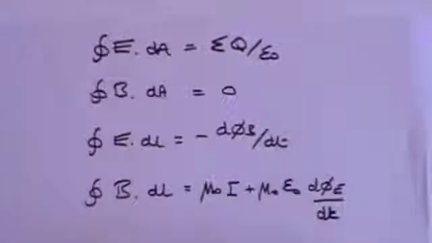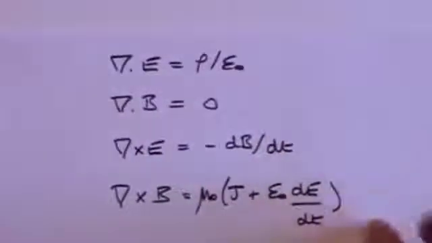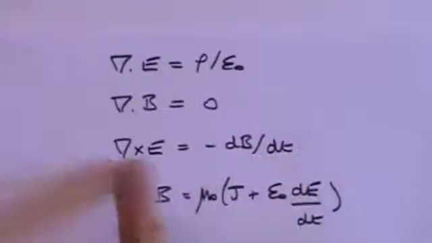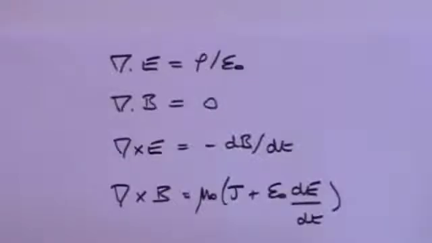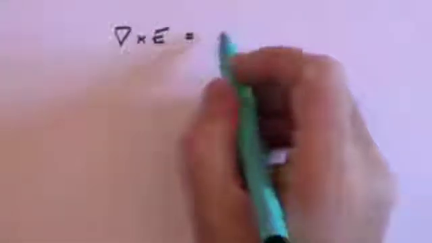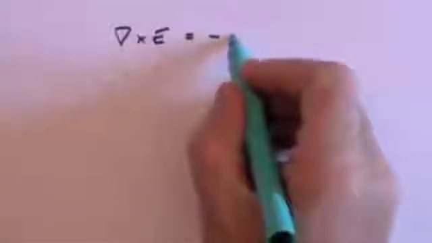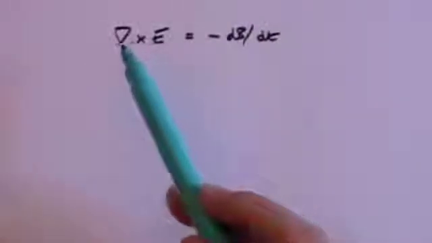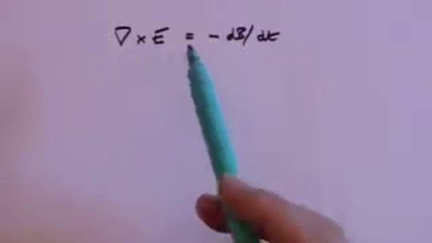And by using Stokes' theorem, we can replace the third Maxwell equation by this form. Del cross E equals minus dB by dt, where B, of course, is the magnetic field. So here it is, Maxwell's third equation in its differential form. Del cross E equals minus dB by dt. Del cross E is known as the curl of E. Del cross is known as the curl.